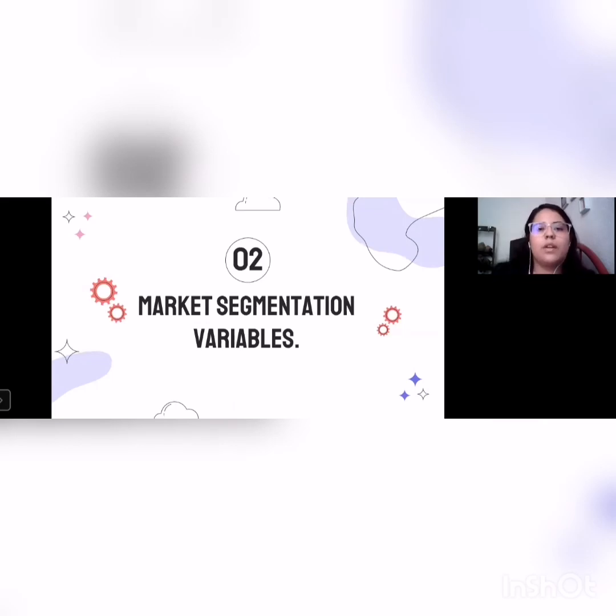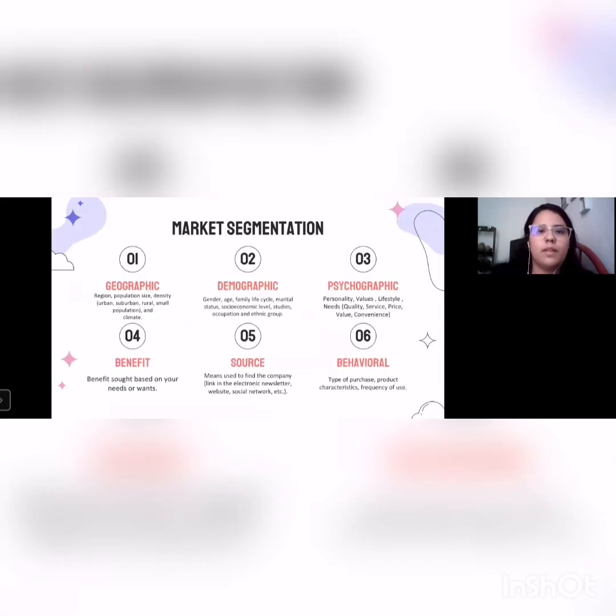Now we are going to talk about market segmentation variables. One of these is the geographic. It divides by region, population size, density, and climate. The second one is demographic. It refers to gender, age, family life cycle, marital status, socioeconomic level, studies, occupation, and ethnic group. Psychographic is about personality, lifestyle, needs, service, price, value, and convenience.